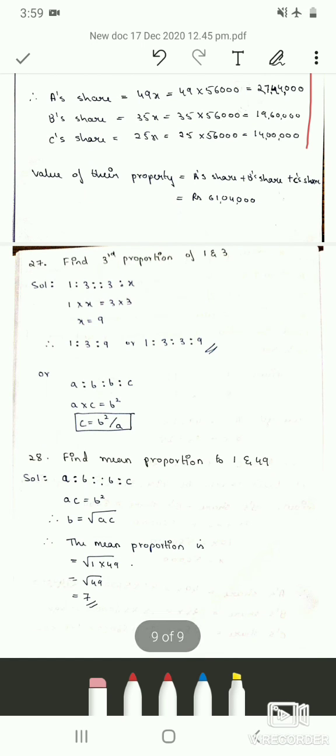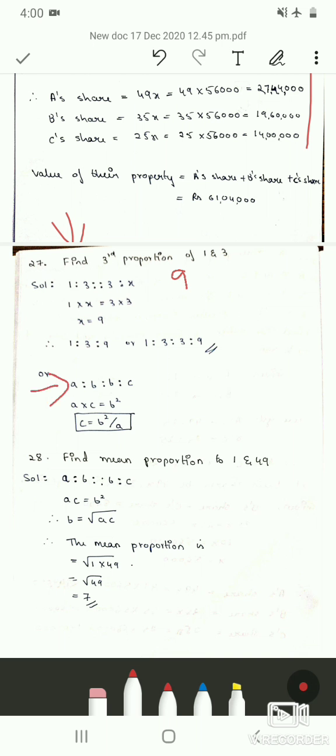So the next problem is, we had seen such problems in the second class wherein they had asked us to find out the fourth proportion. So now the question is, find the third proportion of 1 and 3. This 1 and 3 is in the form of continued proportion, that is A is to B as B is to C.